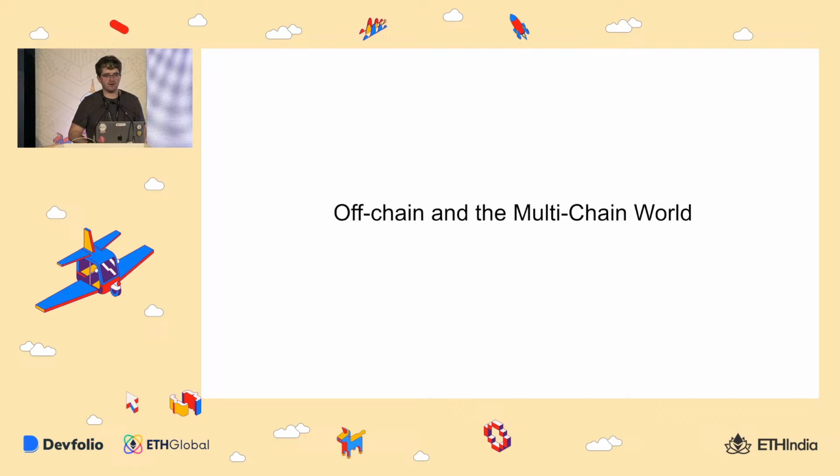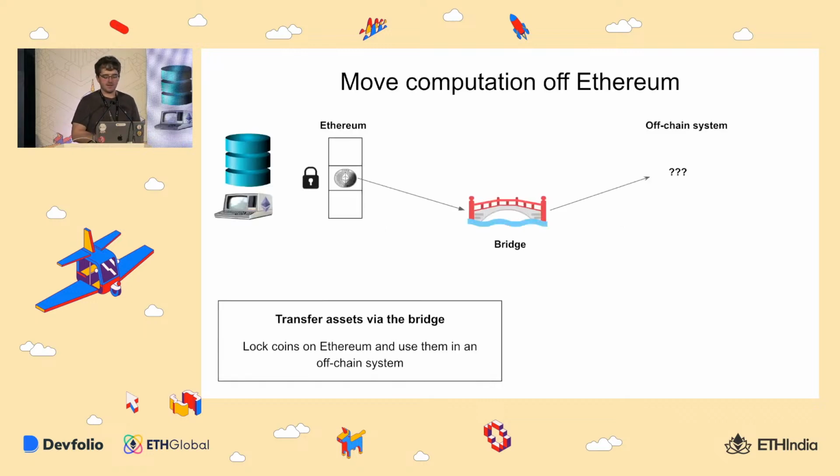And so for the final part, because we only have a few minutes left, off-chain in the multi-chain world. So the way this works for the roll-up-centric roadmap is you take your coins, you lock them into a bridge, then you unlock them on an off-chain system, you transact there, and then you bring the coins back to Ethereum. So what is the off-chain system?